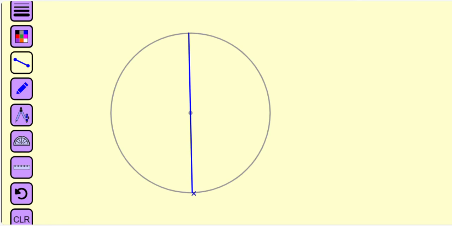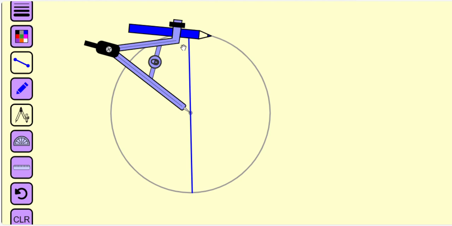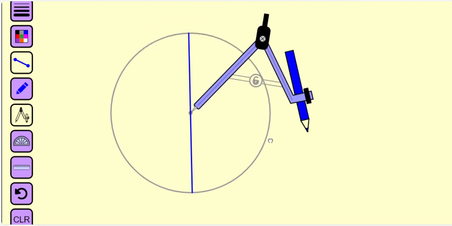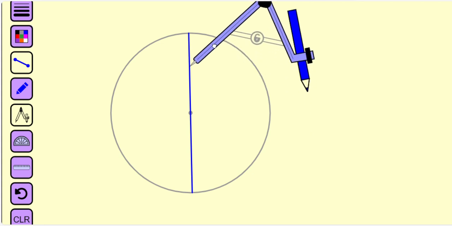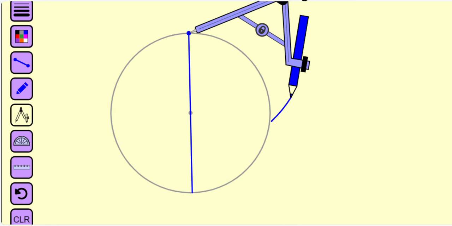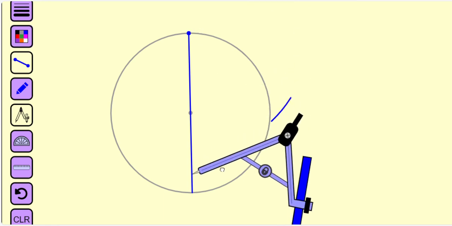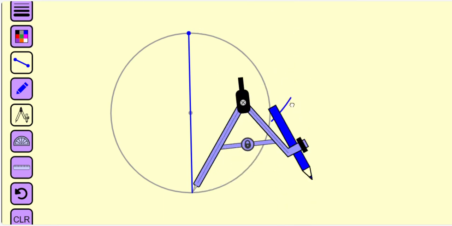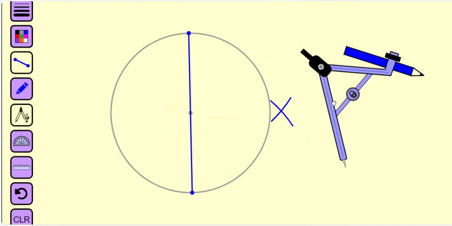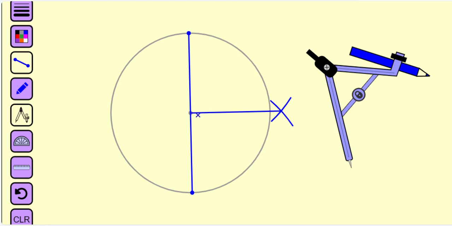Next, we want to draw a perpendicular bisector of the diameter. In order to draw a perpendicular bisector, we take a compass and take a big radius and draw two circular arcs. We draw one circular arc from one end point of the diameter and another circular arc from the other end point of the diameter. Those two will intersect at some point. We join that point with the center of the circle. So we have drawn a perpendicular bisector of the diameter.